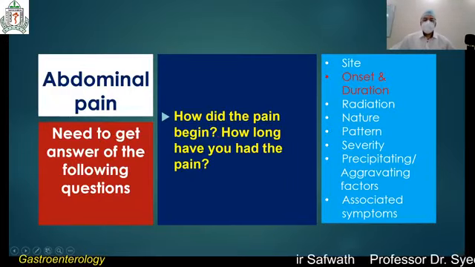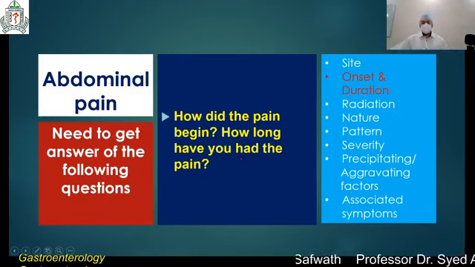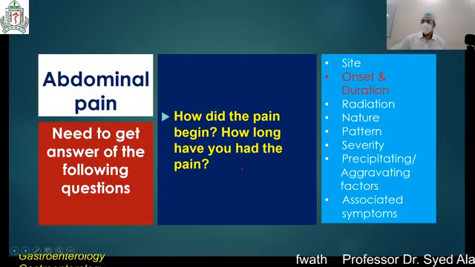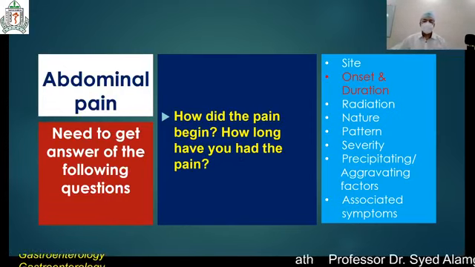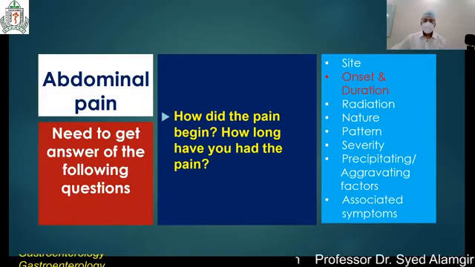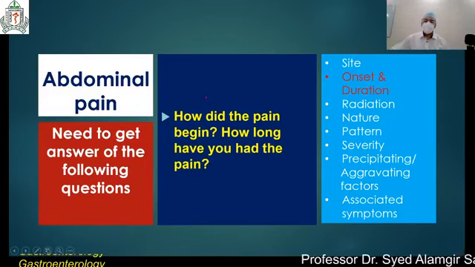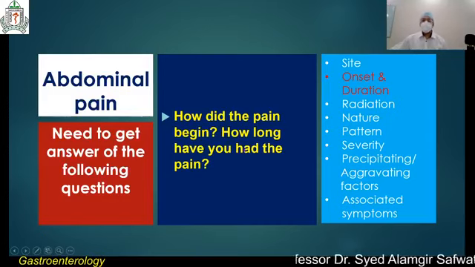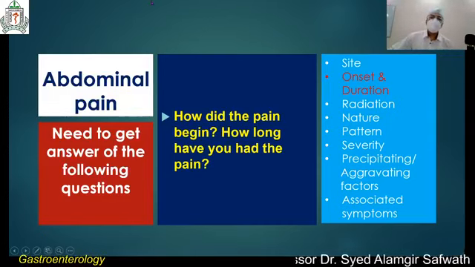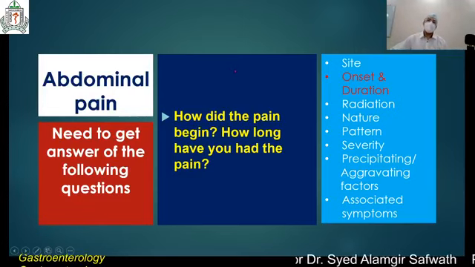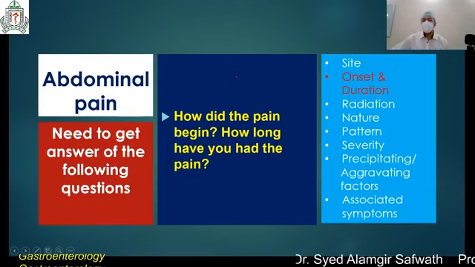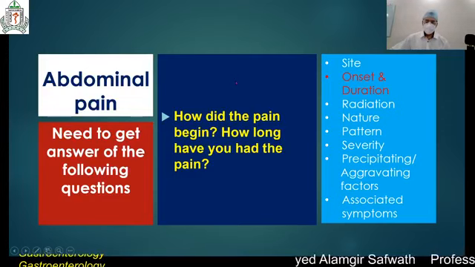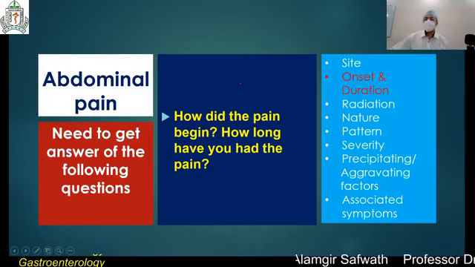How did the pain begin? How long have you had the pain? Whether the pain is of short duration or longer duration, whether it is acute or chronic, these are the questions you have to ask the patient. Because in some pain, like perforation of a gas-containing abdominal hollow viscus, the patient will say it is a sudden pain of a very short period. Whereas in a case of peptic ulcer disease, the patient will say, I have had pain for several months.